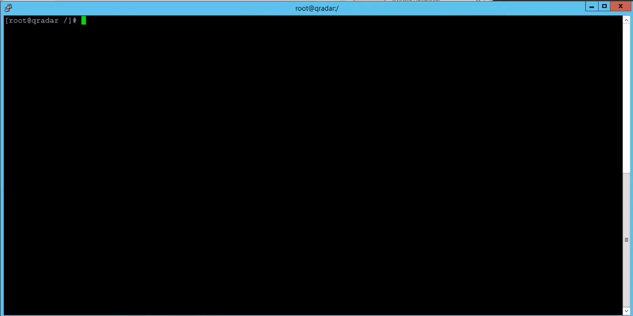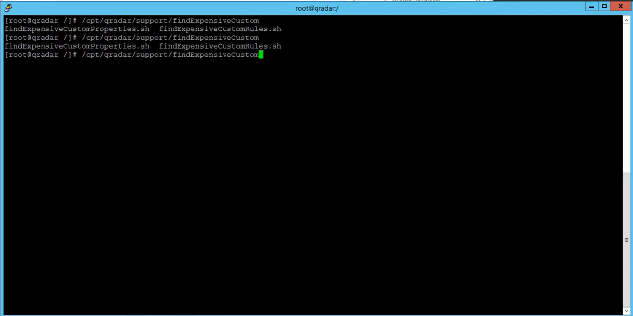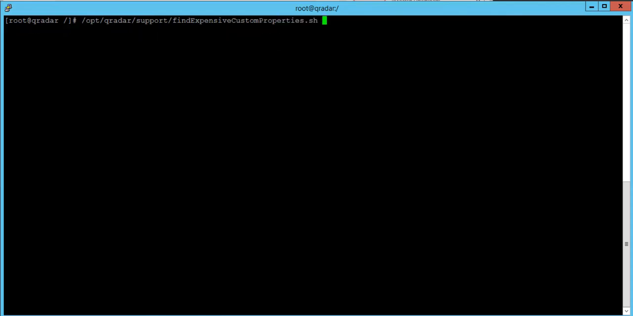Now, let's look at running these two scripts on the command line. First, you'll need to log in to your appliance as the root user. Now you can run the scripts, bearing in mind that the output of the tools is generated within the directory you ran them in, and they may take several minutes to complete.